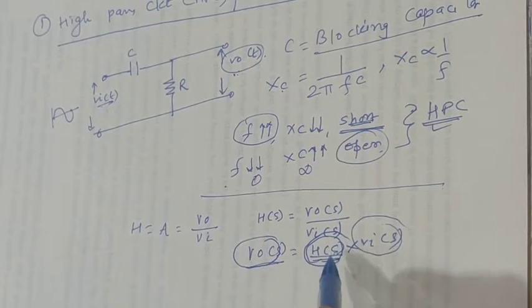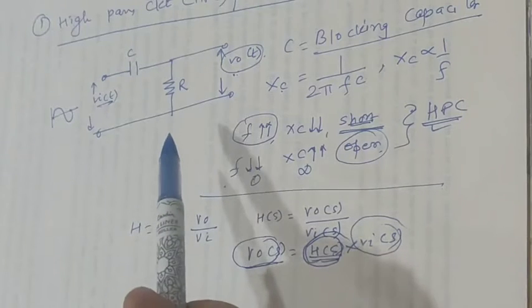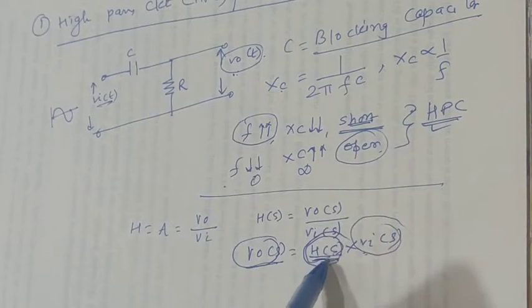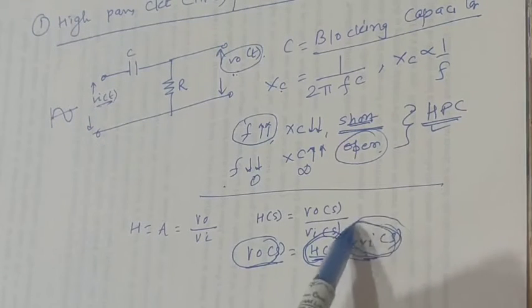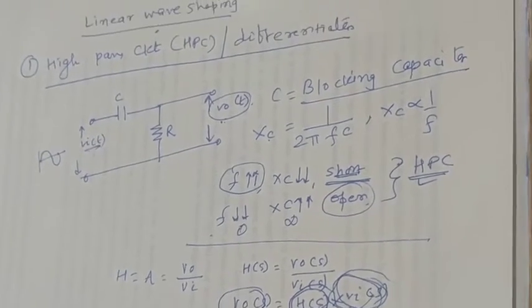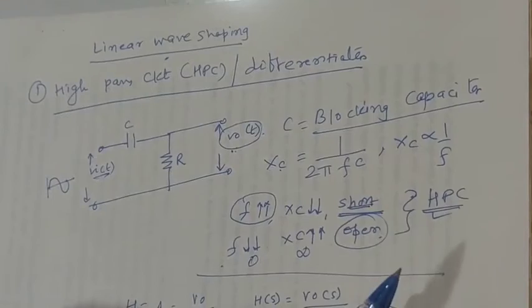So let us try to calculate the transfer function of this particular circuit. Whenever we apply any signal, I will be multiplying the transfer function with the input signal, and I will be sketching the output waveform. So in general, we need to find the transfer function of the high pass circuit. So let us try to find it. Very easily we can get it.